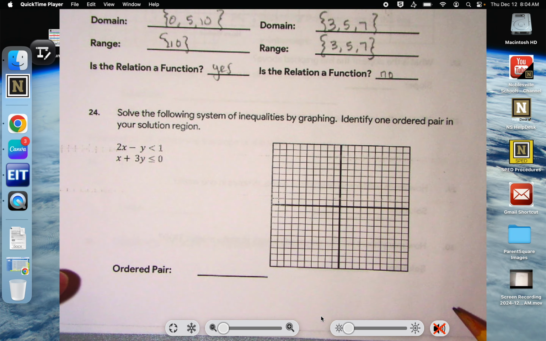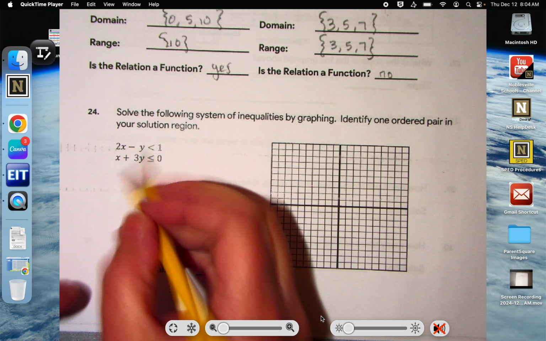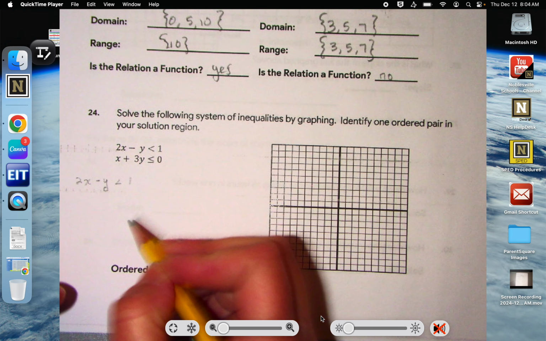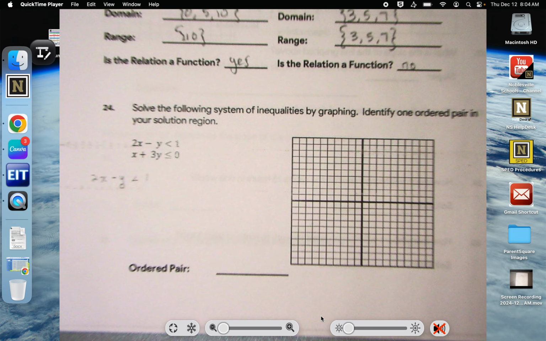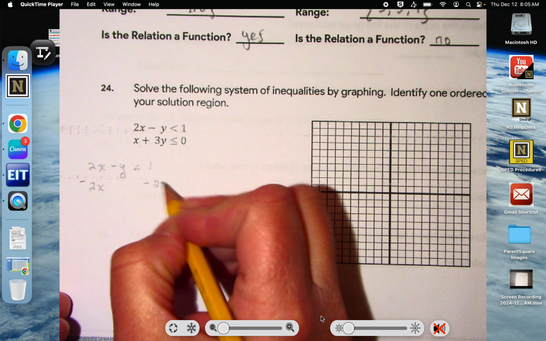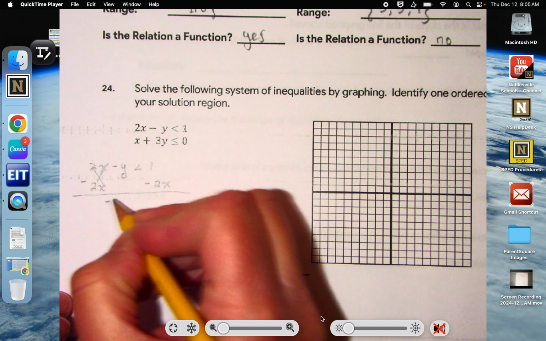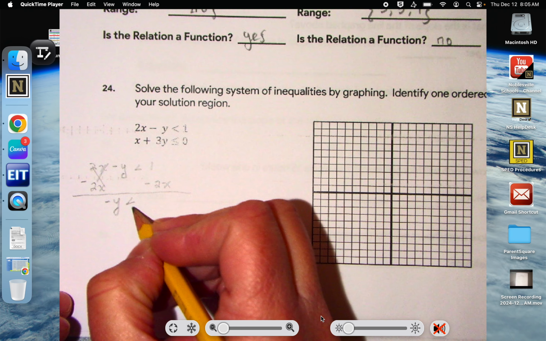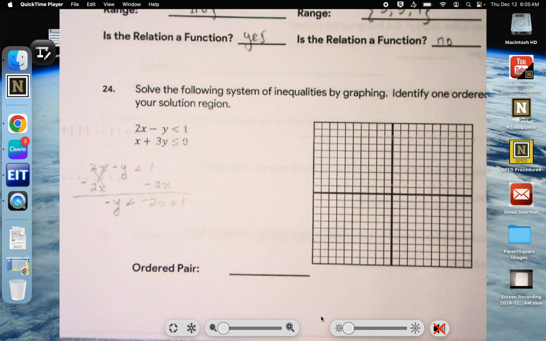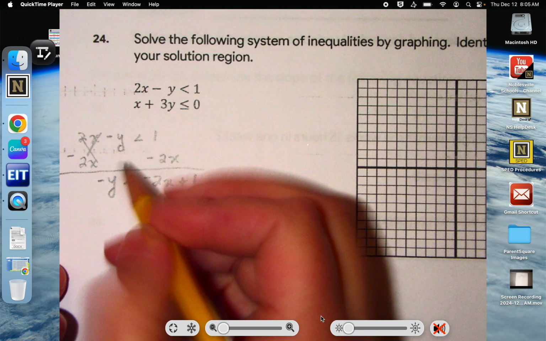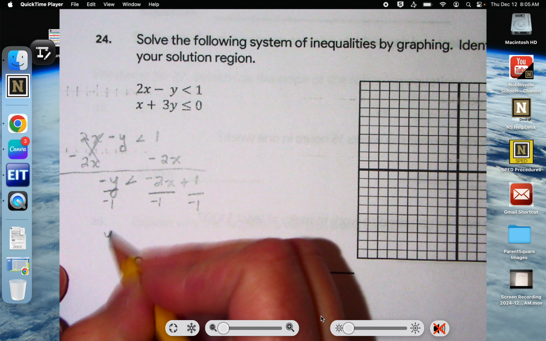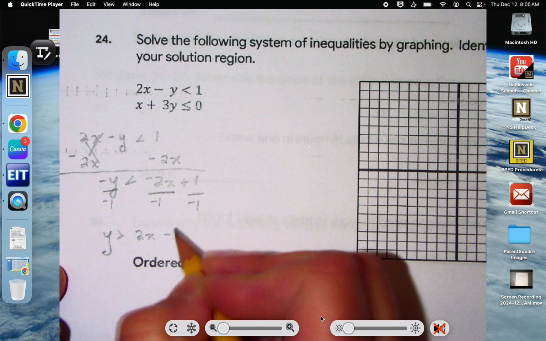region. So for this inequality, I'm going to rewrite it. Here we'll do 2x minus y is less than 1. So my goal is to put it into slope intercept, right? So I'm going to subtract 2x from both sides. So then I have the opposite of y is less than negative 2x plus 1. I can't have a negative y value. So I have to divide by negative 1. And if you remember, when I divide by a negative, I flip the sign. So I'm going to have y is greater than 2x minus 1.